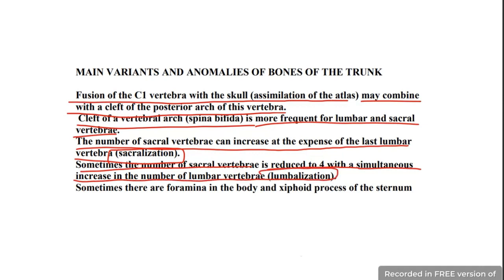And sometimes there are foramina in the body and xiphoid process of the sternum. This point would come in the thoracic part also when we study the sternum. Now these are the anomalies which can happen, which are different from the normal. Till here I have covered the main points.